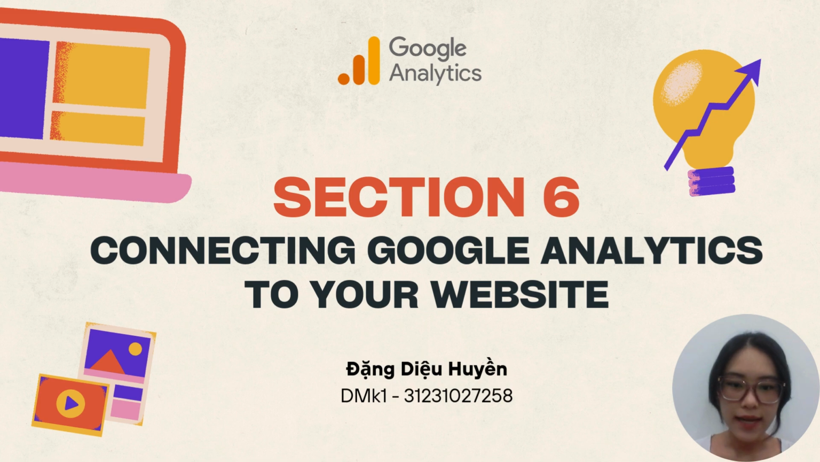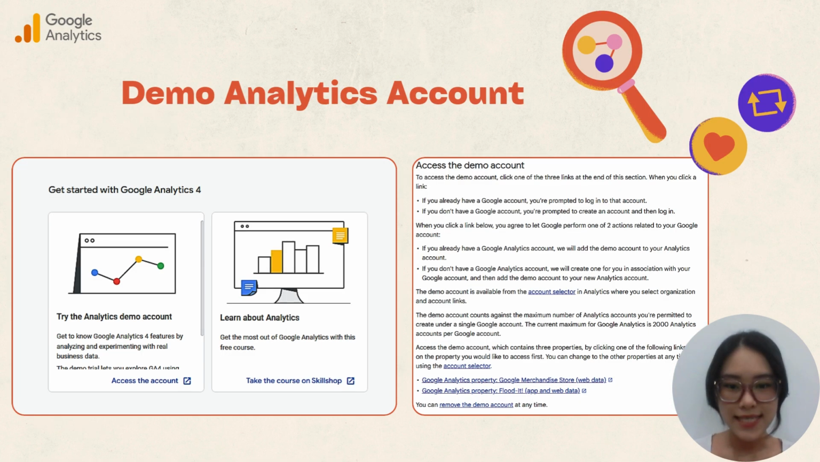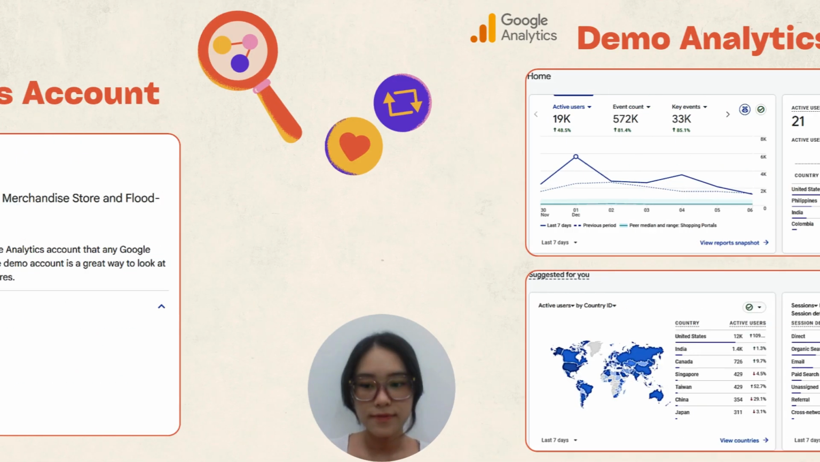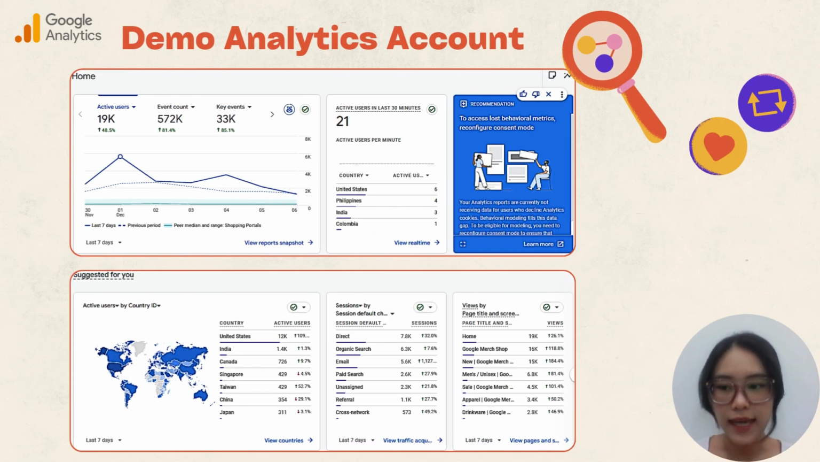Section 6 explains how Google Analytics connects to an actual website. These slides illustrate the Google Analytics demo account interface. It provides realistic data for practice, including sample traffic, engagement metrics, and e-commerce data. As you can see, here are some of the instruction videos for the demo account. And this is the demo Analytics account user interface, visualizing some of the traffic information such as active users by region, by country, and furthermore.